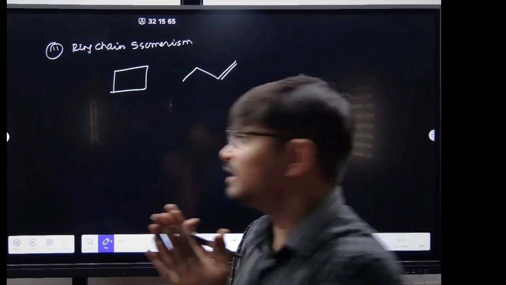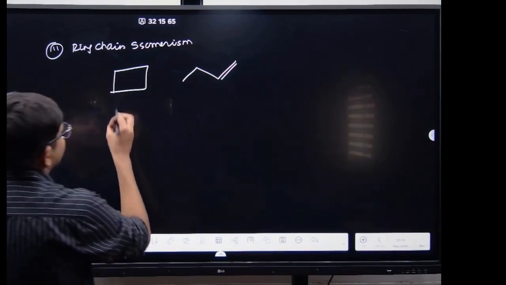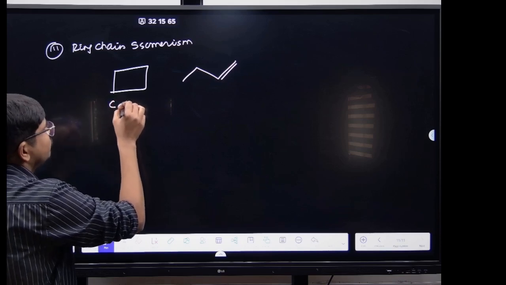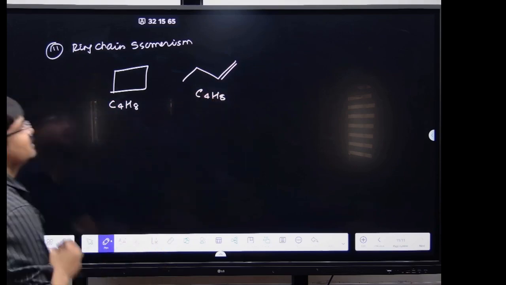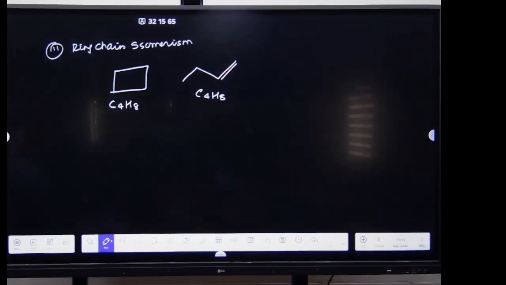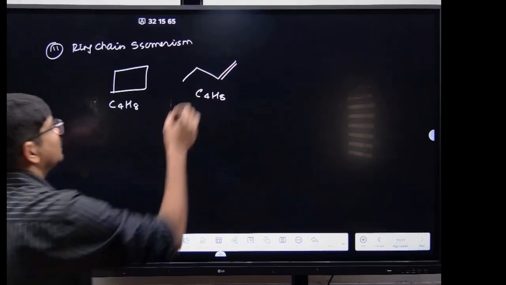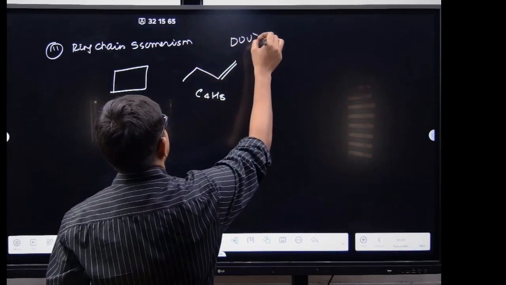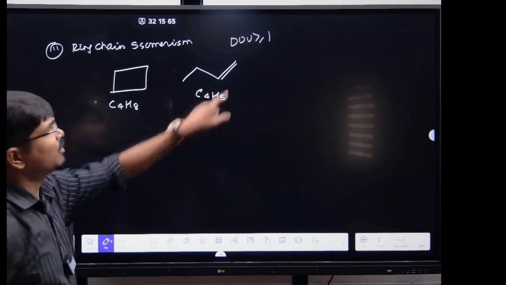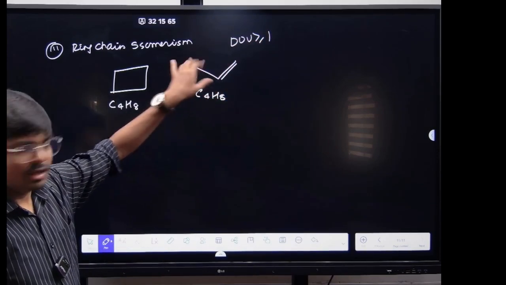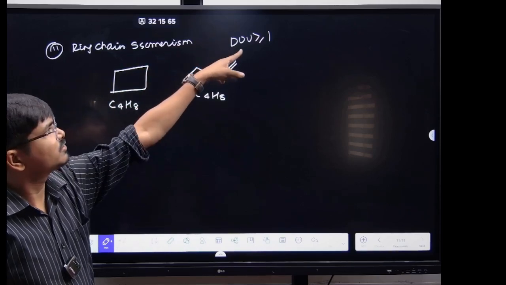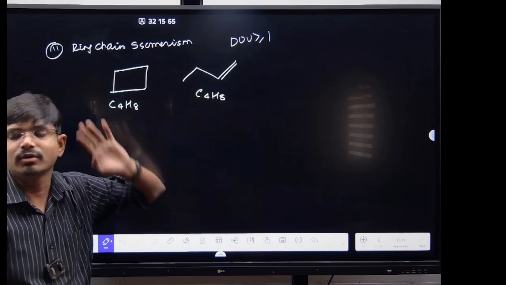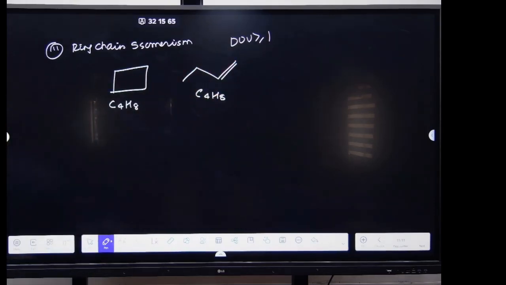You will see both have the same molecular formula. The molecular formula here is C4H8. Here the molecular formula is also C4H8. So this is an example of ring chain isomerism, which is applicable when the degree of unsaturation is greater than or equal to 1. How many double bonds are there? 1, right? Here one ring means one double bond. Got it? So when the degree of unsaturation is greater than or equal to 1, you can have ring chain isomerism.